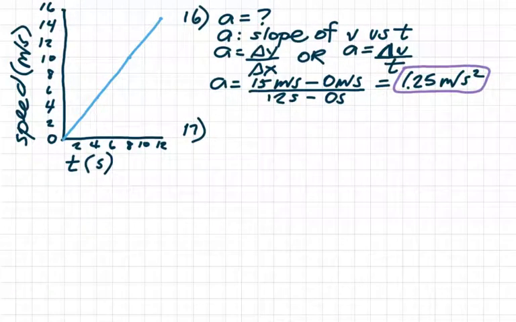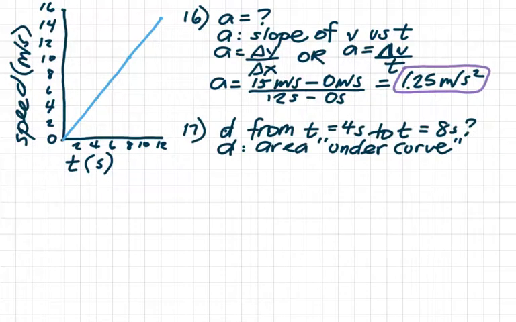17 wants distance, which we know is area under the curve, but it says from 4 seconds to 8 seconds. And again, to be clear, we keep seeing speed graphs and the distance is the area under the curve. If this were a distance or displacement graph, you would simply read the graph. So we have from 4 to 8 seconds, which corresponds to a speed of 5 meters per second at 4 seconds and 10 meters per second at 8 seconds.